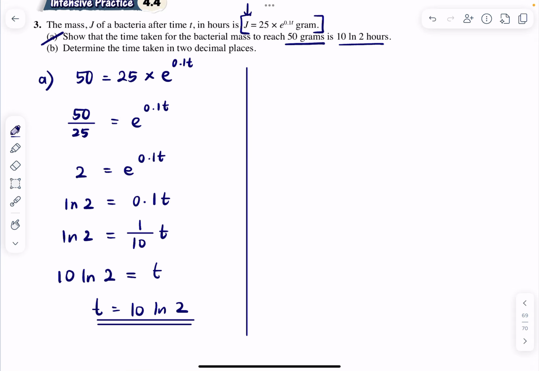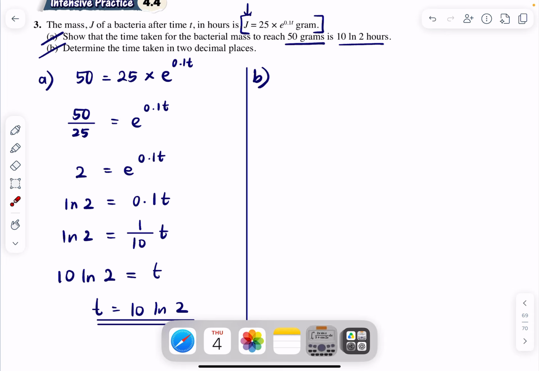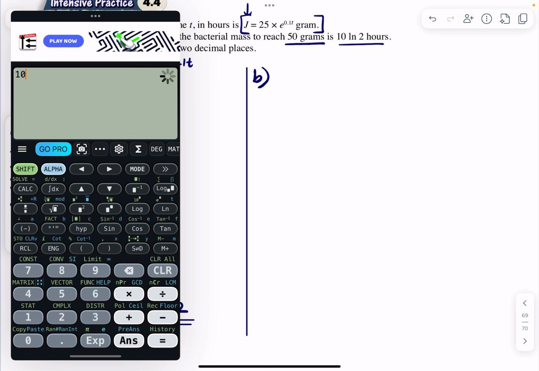Let's look at B. Determine the time taken in 2 decimal places. Okay, so the time taken to reach 50 grams is this many hours. So we just have to find this in 2 decimal places. So 10 ln 2. We get 6.93 hours.